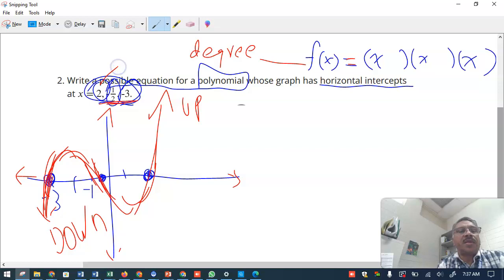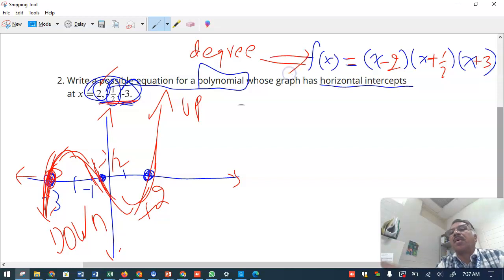So all you do is, if it is 2 here, you put a -2 here. If there is a minus half here, then you put plus half. And if this is -3, then the opposite is +3, and you're done. So that's all it is. Write a polynomial equation. But we could also write this part differently.